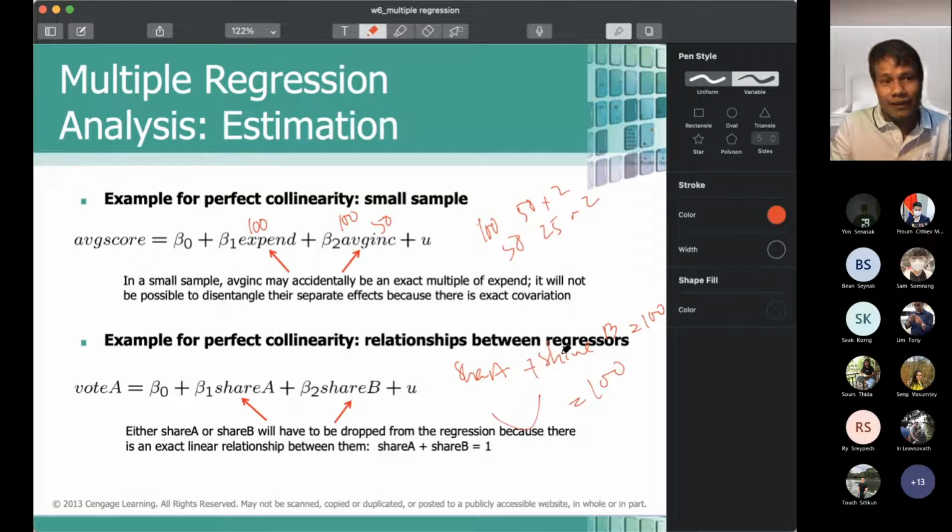If you run the regression, your regression will automatically drop one variable. This is another example of collinearity. Because here, if you know that share A is 10%, you automatically know that share B is 90%. If you know that share A is 5%, you know that share B is going to be 95%. See, this is another example of perfect collinearity. Get what I mean? What do we mean by perfect collinearity?